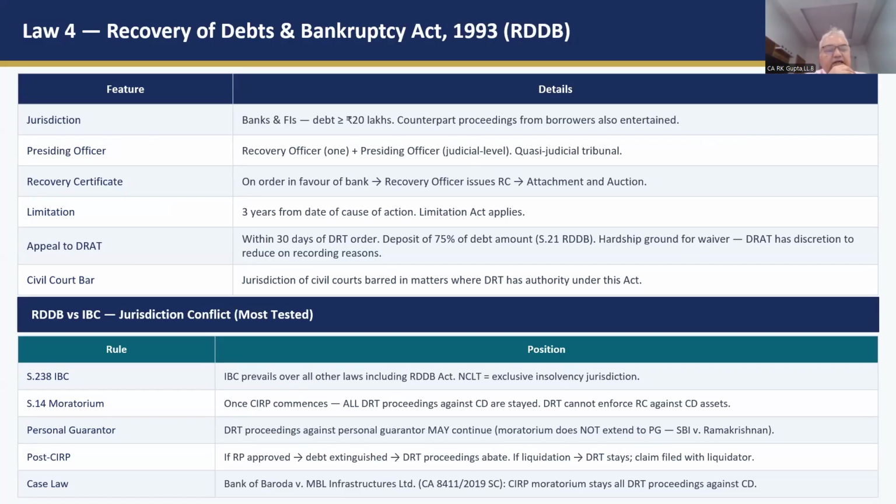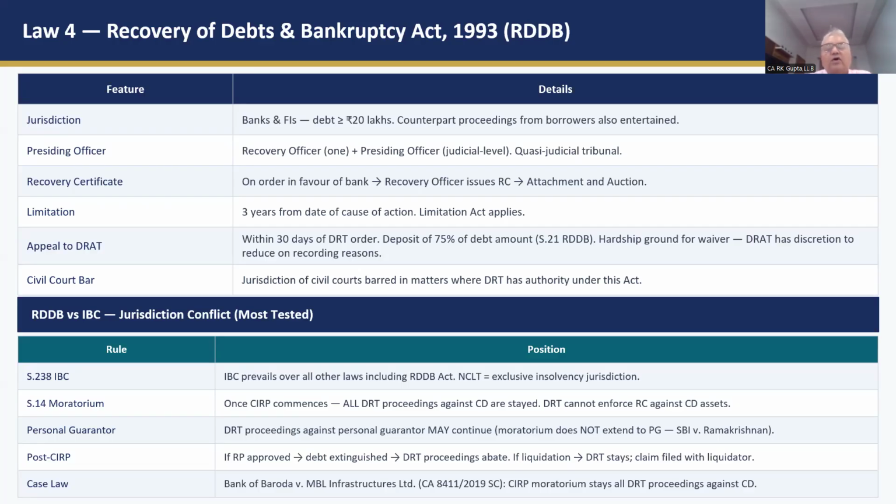Recovery of Debts and Bankruptcy Act. The jurisdiction here is only banks and financial institutions are allowed to avail this process, and where the debt amount is 20 lakhs or more. So in case of normal people who are not banks or financial institutions, the civil courts or commercial courts are open for them. And counterclaim proceedings from borrowers are also entertained. Presiding officer here is the recovery officer, plus a presiding officer of judicial level, and a quasi-judicial tribunal is there.